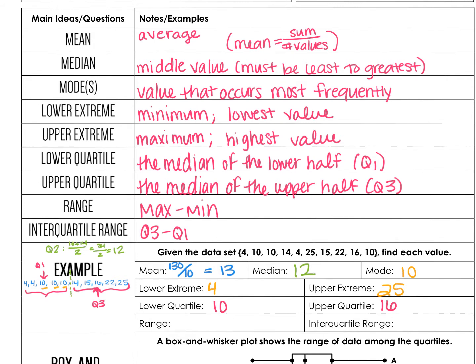Now to find the range, I take that maximum value and subtract the minimum value. So the range is 21. And for the interquartile range, I'm going to take that Q3 and subtract Q1. And that gives me 6. So all of those values, relatively easy to find. Remember to put the data set in order from least to greatest.